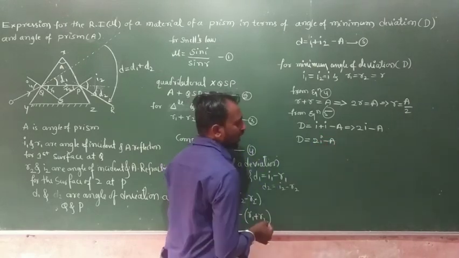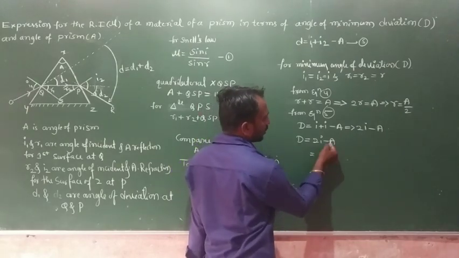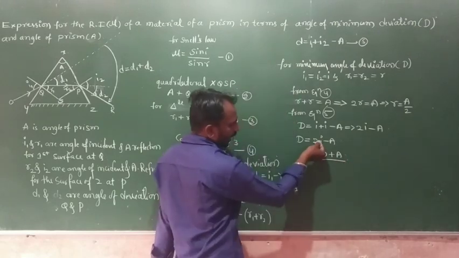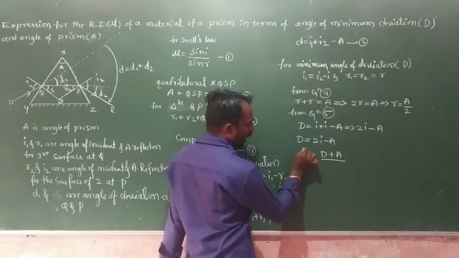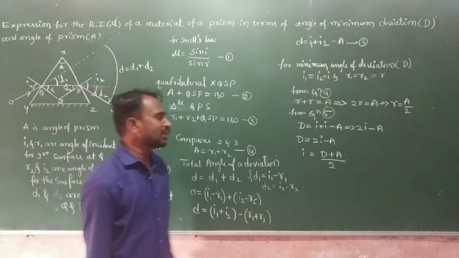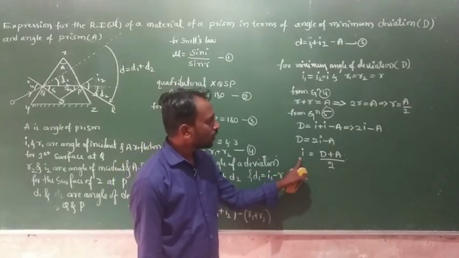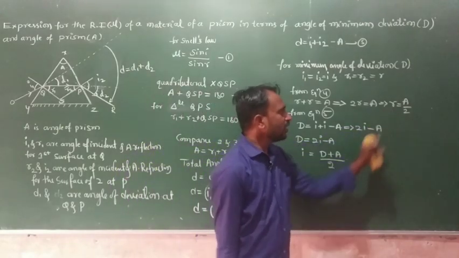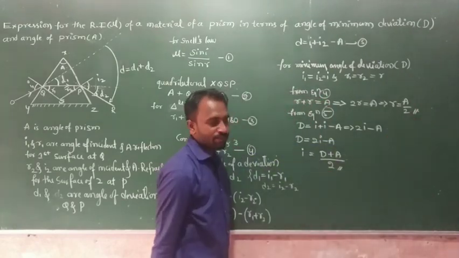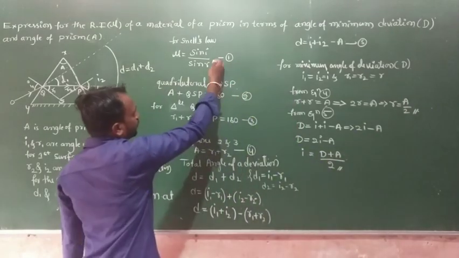We want the I value, so 2I is equal to D plus A, and I is equal to D plus A divided by 2. So this one is the angle of incidence, and the other is the angle of refraction. Okay, so put these two values in equation 1.